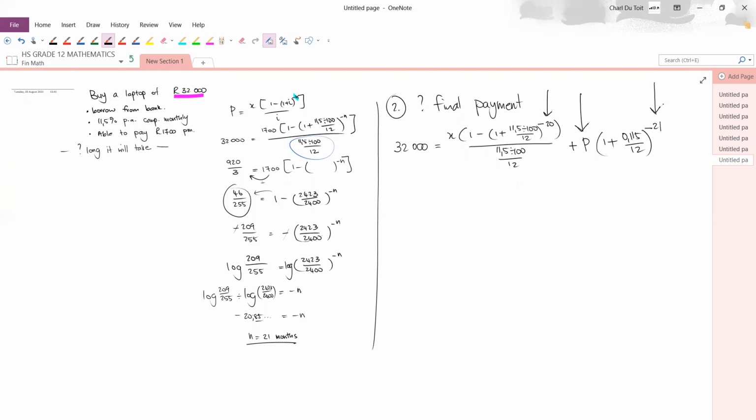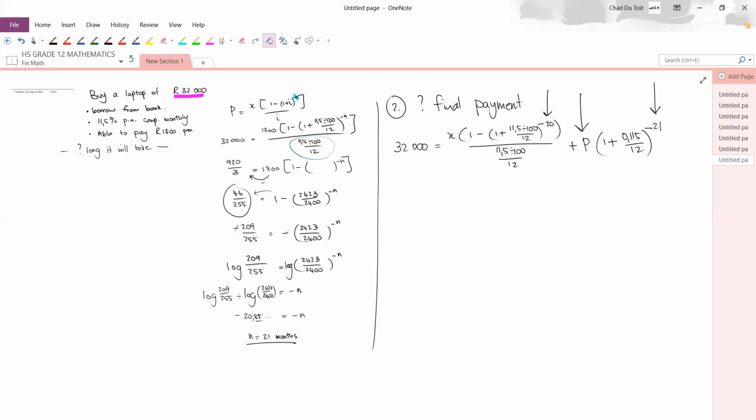That last month. Small months. In other words, what you must realize is that I'm not paying that last amount in the middle of the month. I'm paying it at the end of the 21st month. But a small amount that's added to that to make the 32,000.